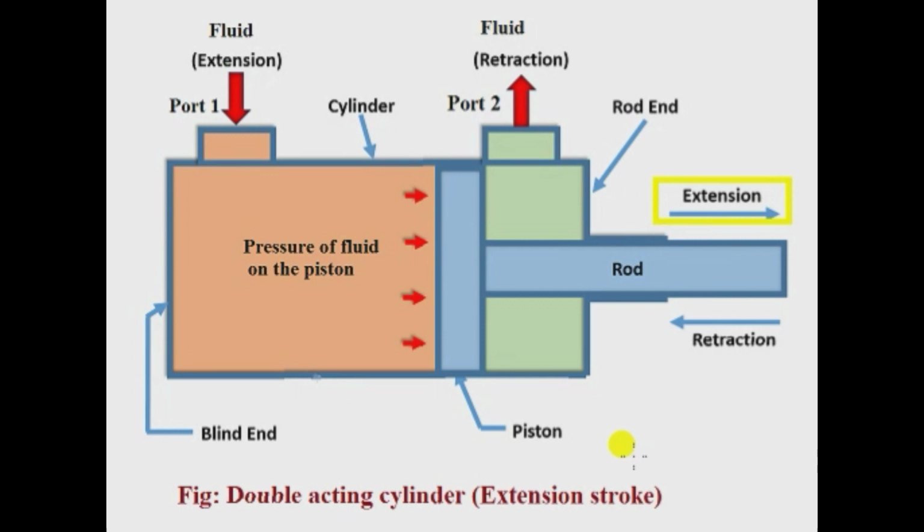Please do watch. This figure is of a double acting cylinder, and the left end of the cylinder is called the blind end and the right end of the double acting cylinder is called the rod end.